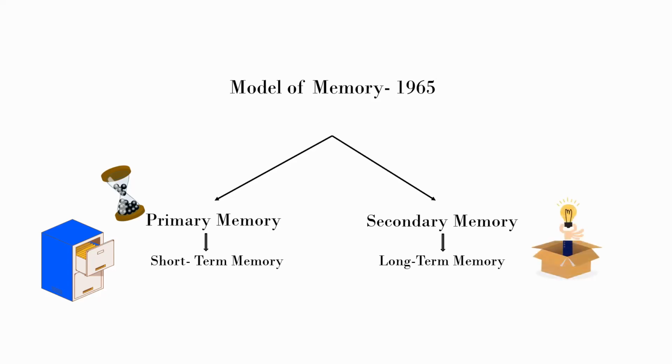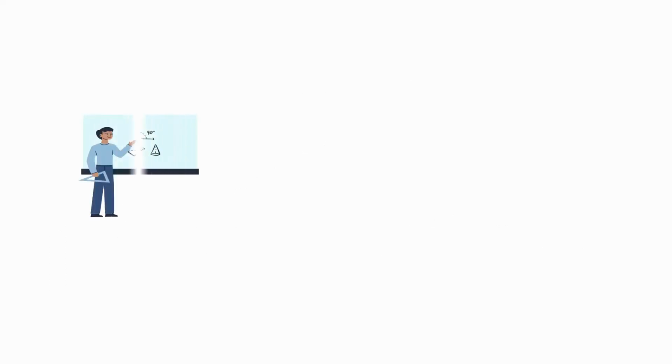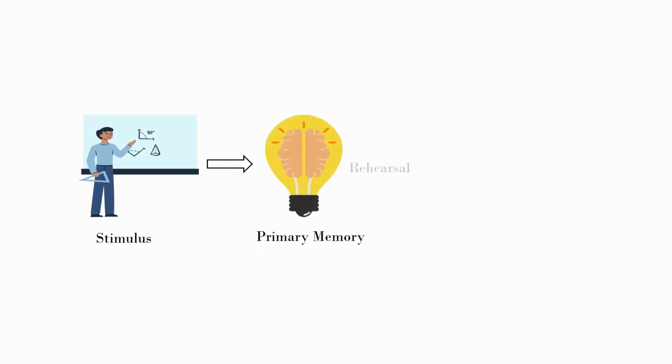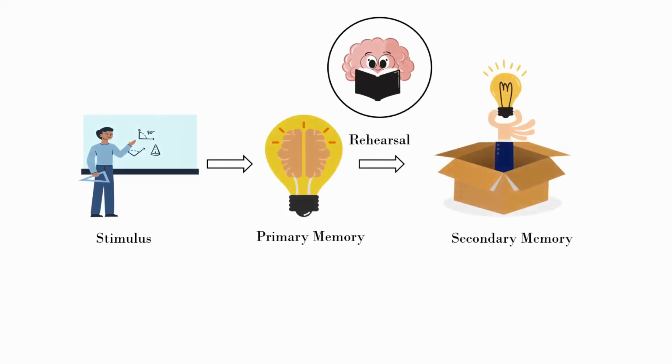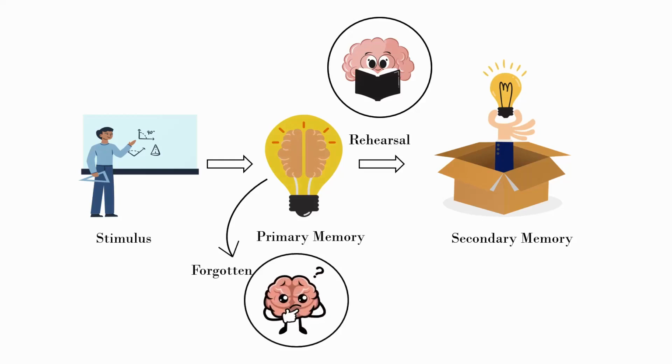extended periods. When any information in the form of environmental stimuli is received, it initially enters our primary memory. If we actively engage with this information through rehearsal and attention, it transfers to our secondary memory for long-term storage. However, if we do not rehearse this information, it fades from our primary memory, which leads to forgetting of that information. Waugh and Norman were interested in understanding the mechanisms of forgetting from primary memory.